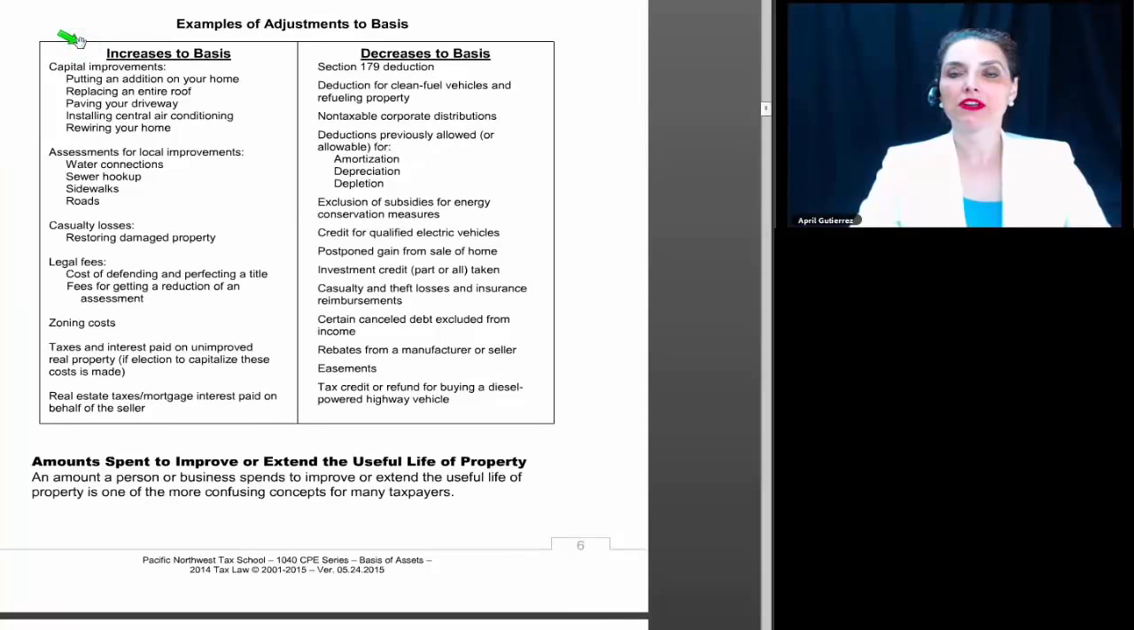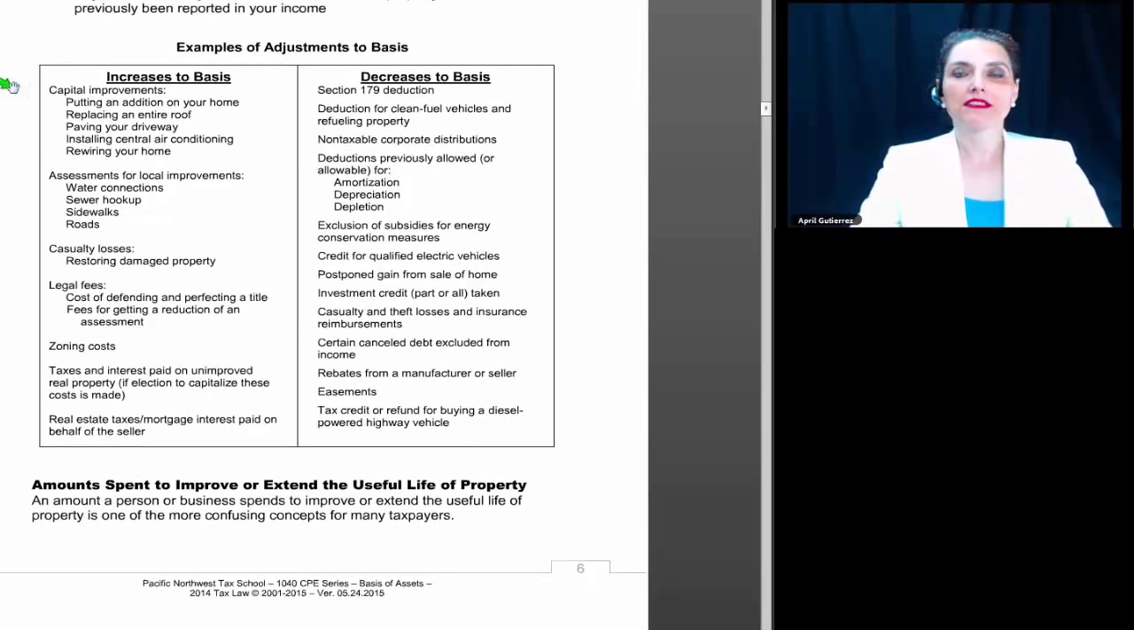And in the first column, we're going to look at things that increase your basis, and in the second column, we're going to look at things that reduce or decrease your basis. So increases to basis can include capital improvements, and these are things like putting an addition on your home, replacing an entire roof, repaving your driveway, installing central air conditioning, and rewiring your house. Those are all capital investments into the home. They improve the value. They extend its life. They're definitely expensive, and they do add to basis.